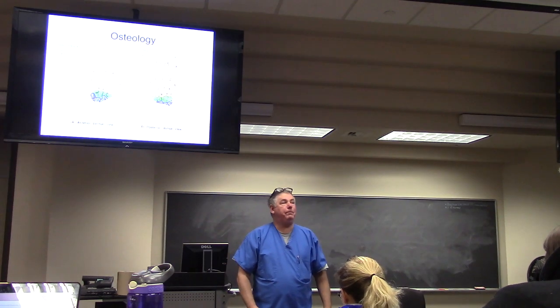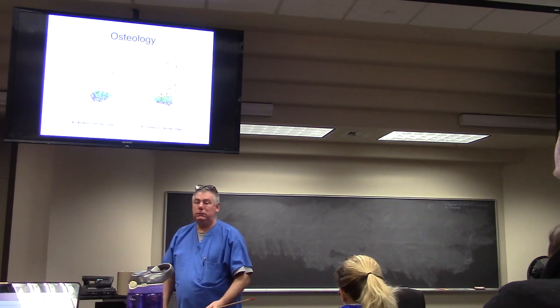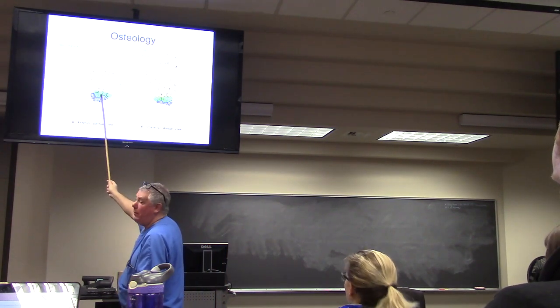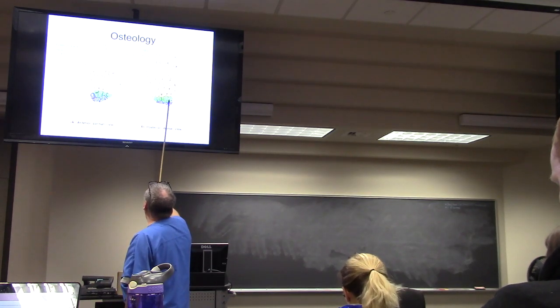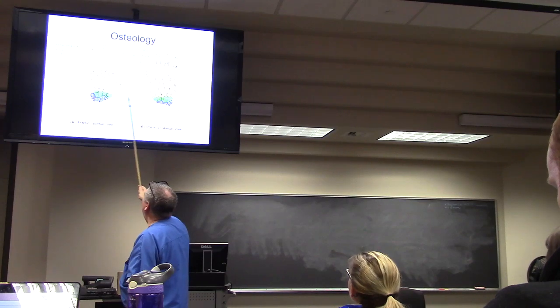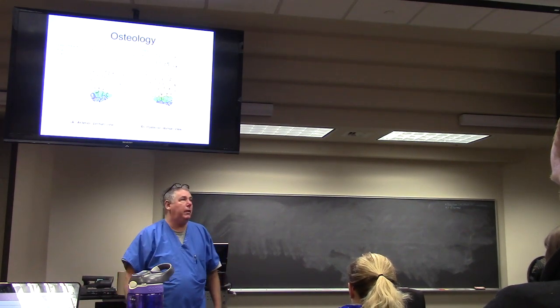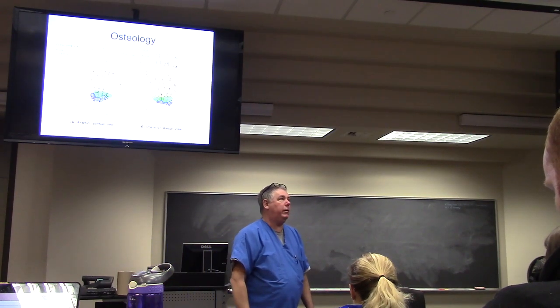Okay, next to that is the capitate. So there's the hamate. The capitate is right here. It's not labeled on this slide. There it is, right here. There's the hamate, capitate. And then the last two here are the triquetrum, the trapezium and the trapezoid.